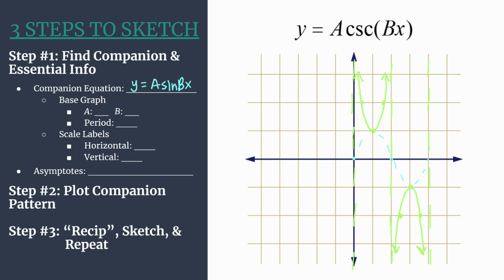All right, so that's the 3 steps to sketch method for unshifted cosecant graphs. Hopefully this gave you a pretty good background on what you need to do, and be sure to check out some of the videos of worked examples of this method in action.